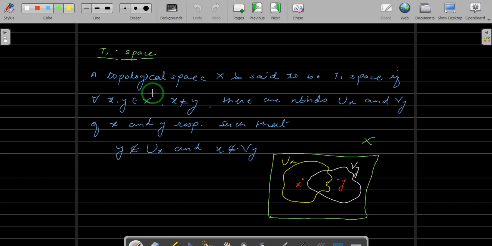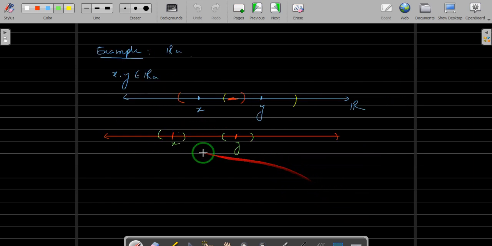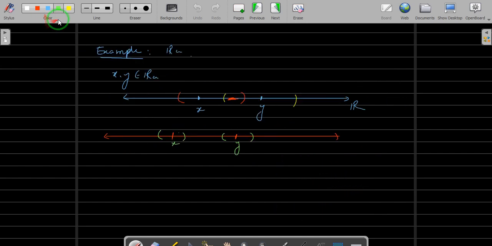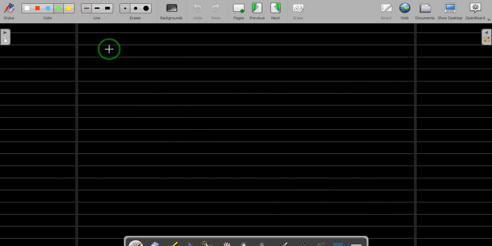Okay, we can go one step further and put an extra condition that their intersection should be empty, like this case. Same conditions, but now you can find two neighborhoods such that their intersection is empty. And of course, if the intersection is empty, then y cannot be in the neighborhood of x, and x cannot be in the neighborhood of y. And that space is called a T2 space. So, let's write that, T2 space. And famously it is called a Hausdorff space.